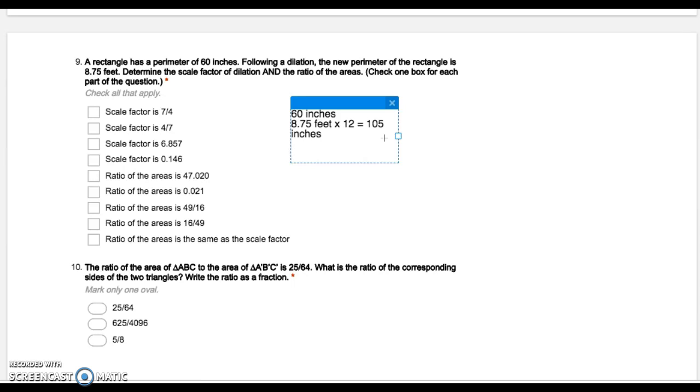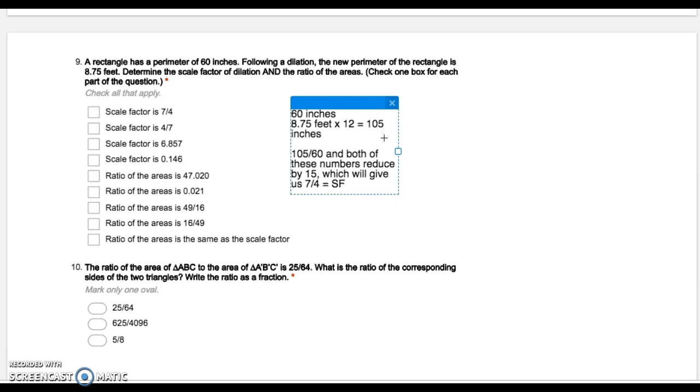So let's look at this. It says determine the scale factor of the dilation. Okay, so that would be 105 over 60, and both of these numbers reduce by 15, which will give us 7 over 4. So that is our scale factor, 7 over 4, because the question is asking, determine the scale factor of the dilation.